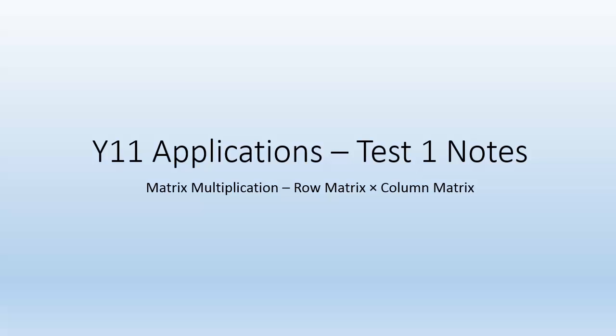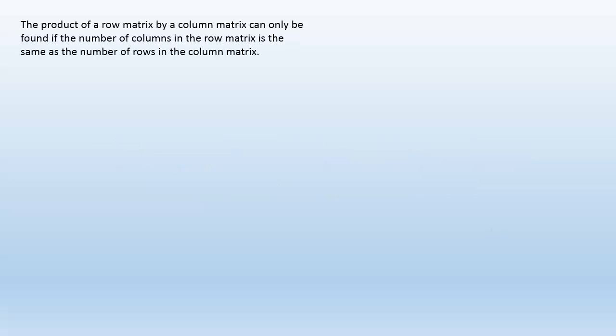Matrix multiplication. Now to start with, we're just going to look at a row matrix multiplying a column matrix. Matrix multiplication is where this starts to get a little bit more difficult, but it's important that you know all the definitions that have gone before in order to do this. The product of a row matrix by a column matrix can only be found if the number of columns in the row matrix is the same as the number of rows in the column matrix.